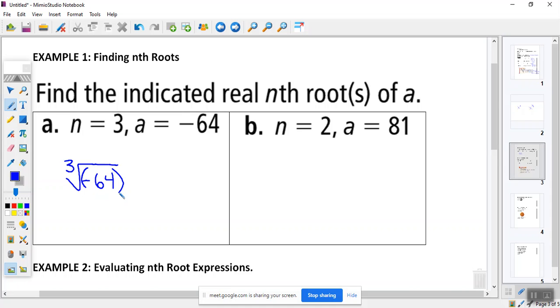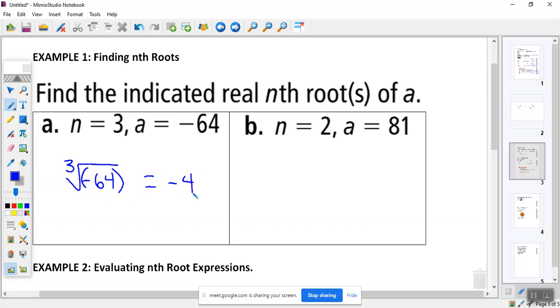There you go. Good with that? Okay. What are you guys getting when you punch that in? Is there anybody that did not get negative 4? Everybody got negative 4? Okay. So guys, this is going to equal negative 4.